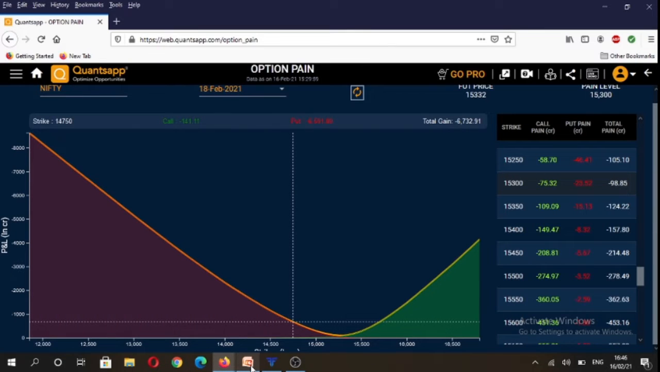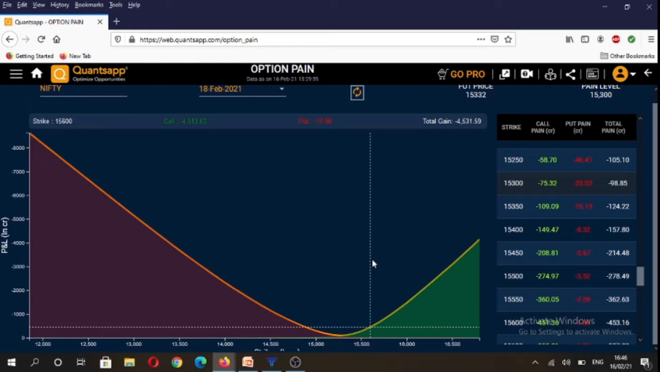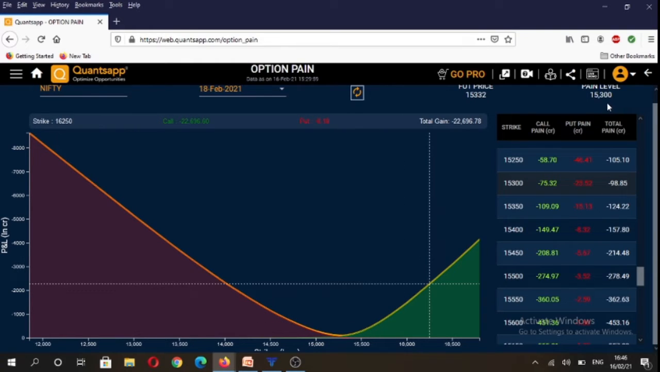So first of all, we are going to be checking option max pain level for the weekly expiry contract. It has shifted up from 15,250 to 15,300 levels. So if market was to expire on 18th February at 15,300 levels, in that scenario, option writers are going to suffer the least amount of losses.